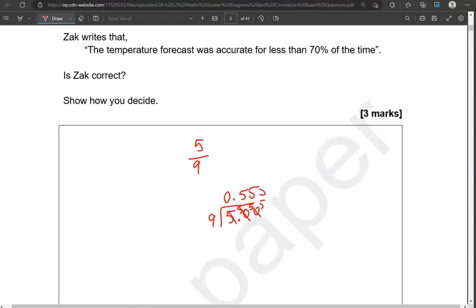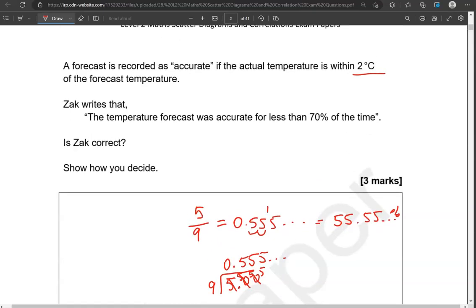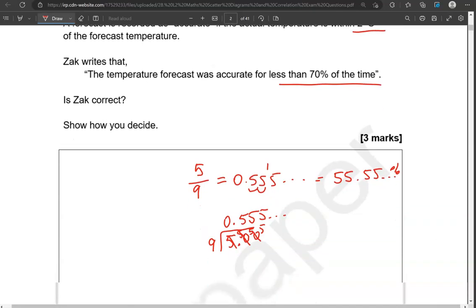So as you can see, the pattern continues. So 5 ninths is equal to 0.555 with a 5 recurring. Now, as a percentage, that will be 55.55%. That is less than 70%. So Zach is correct.